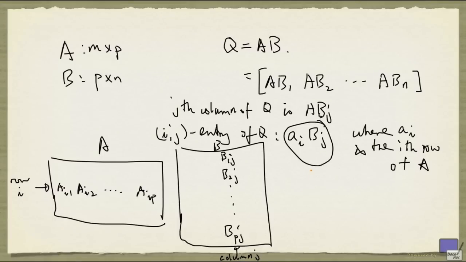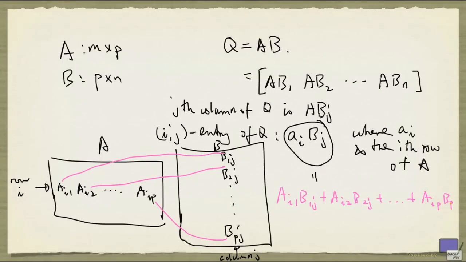This product is given by doing the following. You pair these up, right? And then you add them up. So this quantity is A_i1 times B_1j plus A_i2 times B_2j plus, and so on up to A_iP times B_Pj. So this whole expression gives the ij entry of Q.